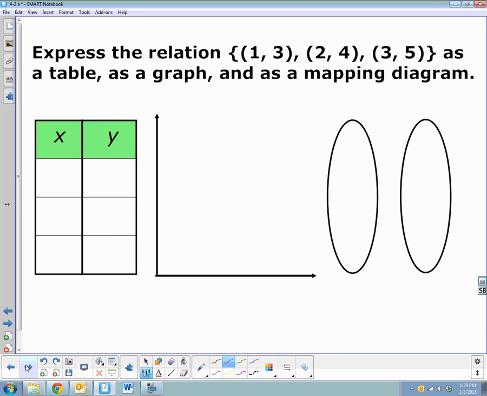So pause it, try it on your own. Try the same type of thing. Make a table, a graph, and a mapping diagram. Again, pause it, give this a try. I'm going to assume you paused it. I'm going to assume you tried to put these in on your own. So I'm going to do it a little bit quicker then.